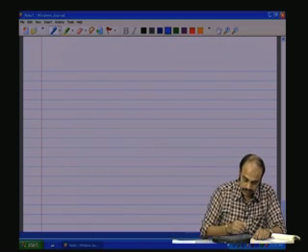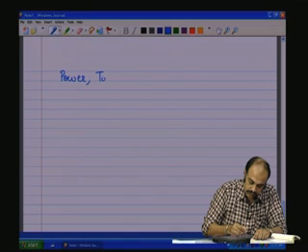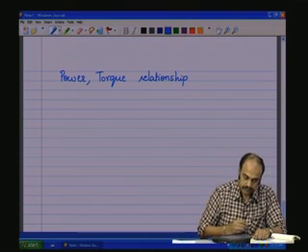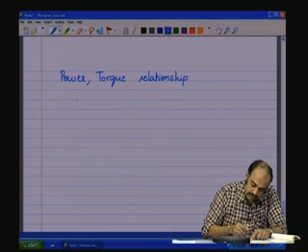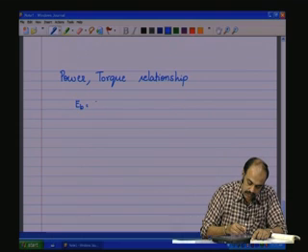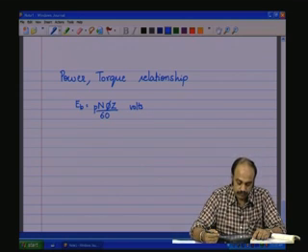So, now we need to know the power and the torque relationship. Okay, so we know that the back EMF EB is given by P N phi Z by 60 volts. This is the back EMF.